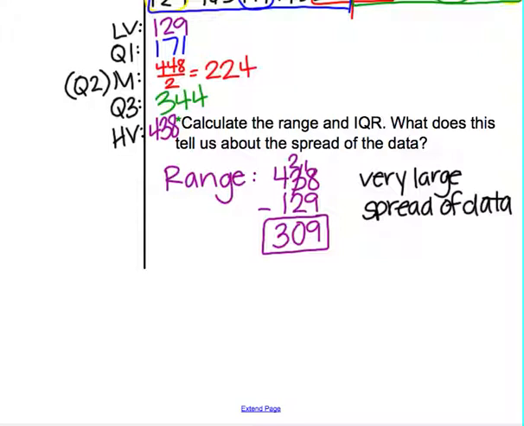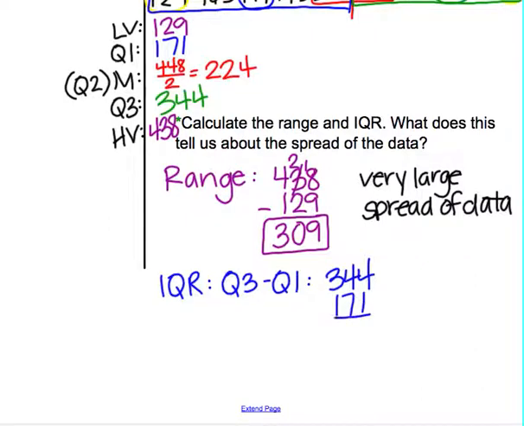Now when we talk here about IQR, or interquartile range, remember, quartile 3 minus quartile 1, which is going to be 344 minus 171. So we go to subtract these. 4 minus 1 is 3, borrow here. 14 minus 7 is 7, 2 minus 1 is 1. 173 is just under 3 minutes, so this still is a somewhat large spread.